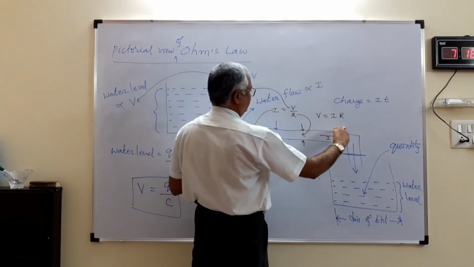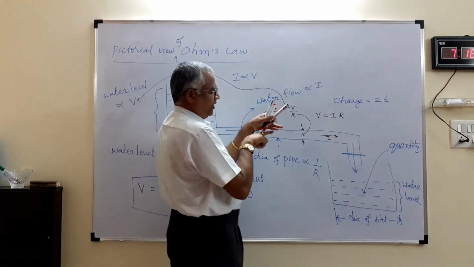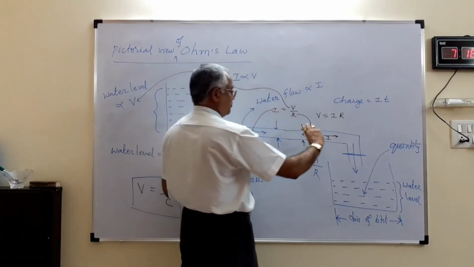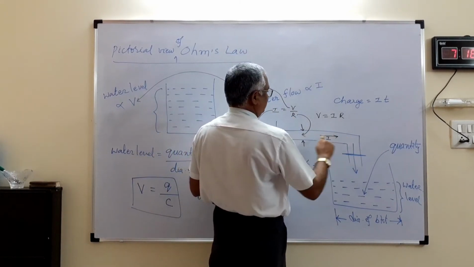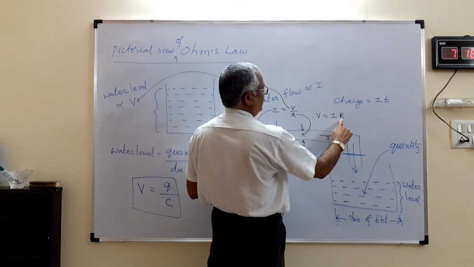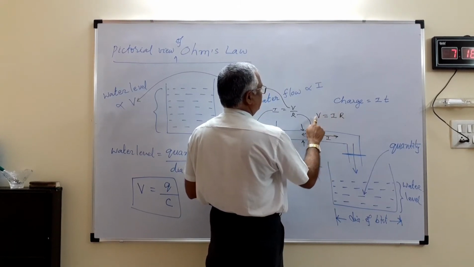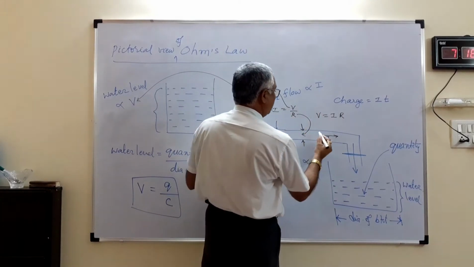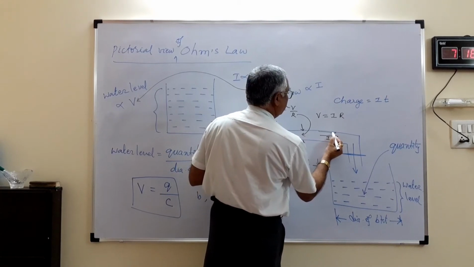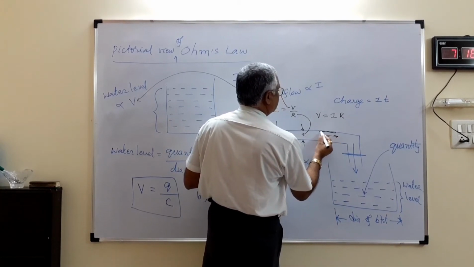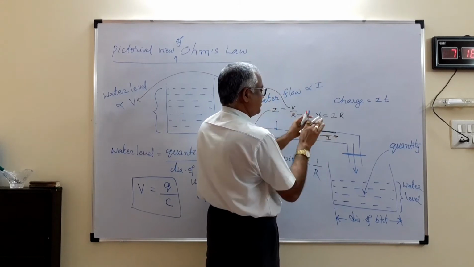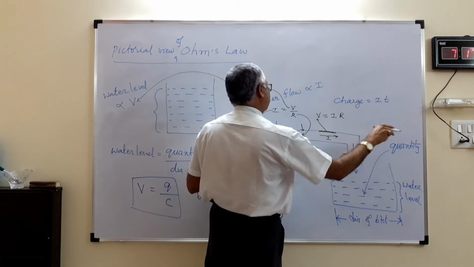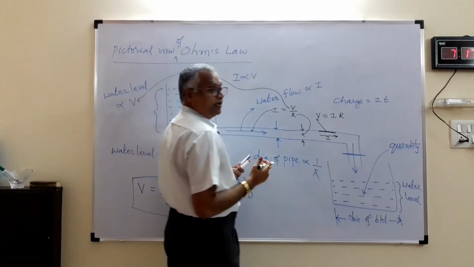When water is flowing in the pipeline, some pressure will be developed on the inner surface of the pipeline. That pressure depends on what? Pipe width and water flow. Water flow is the current, width is like a resistor. This product is V, so this V is a potential drop. I am comparing that potential drop with the pressure developed on the inner surface of the pipe, which depends on water flow speed and also pipe diameter.